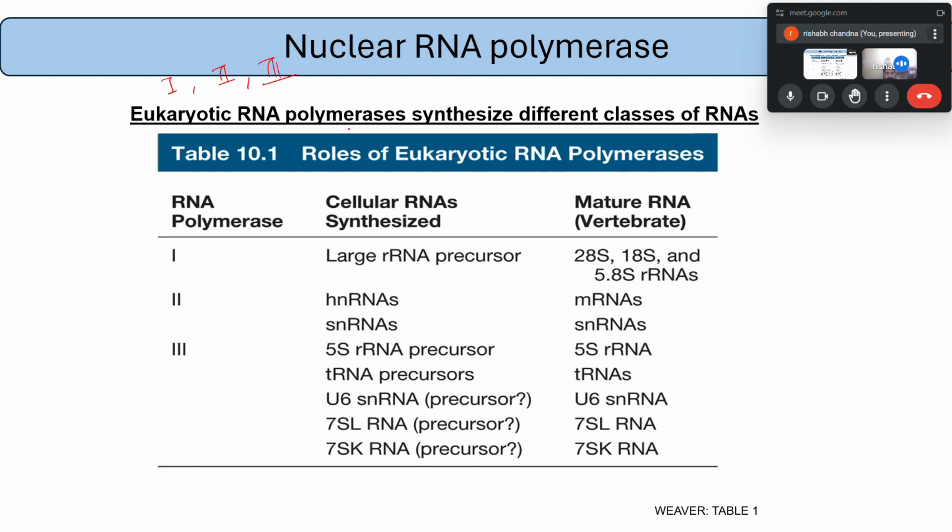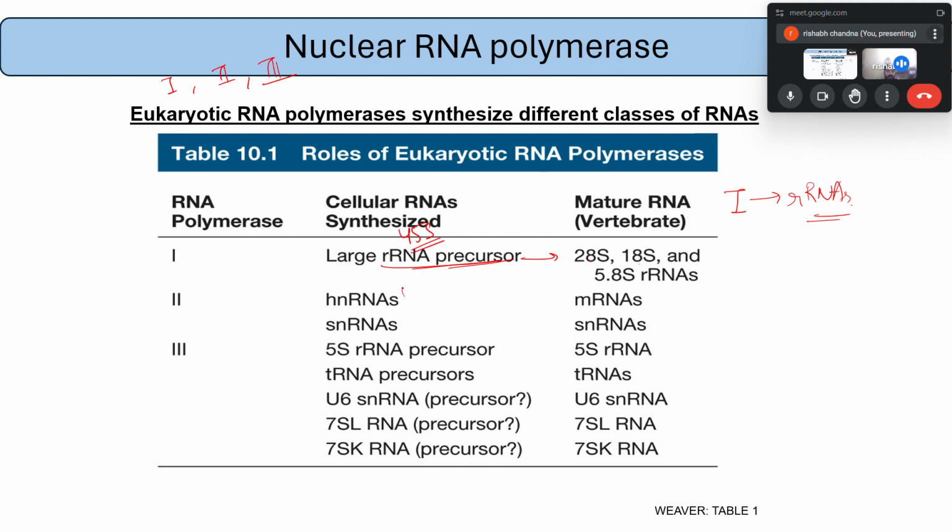So we'll see this is based on the function, and then we'll see the sensitivity of these particular RNA polymerases. So now the RNA polymerase 1 basically forms the large rRNA precursor. Okay, and these basically form the 28S, 18S, and 5.8S RNA. So the RNA polymerase 1 basically helps in the formation of rRNA. Okay, all the major rRNA present inside the ribosome are formed by the RNA polymerase 1. And this rRNA large precursor is 45S.